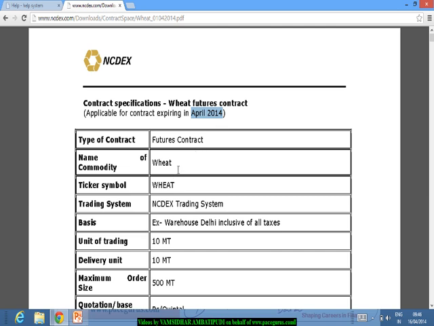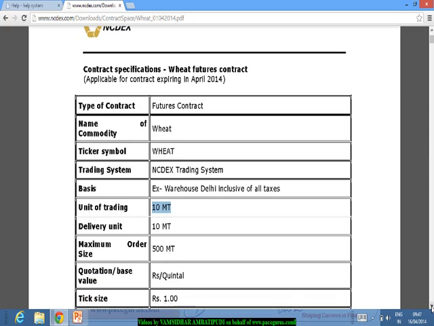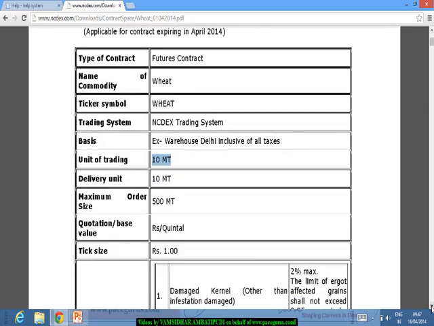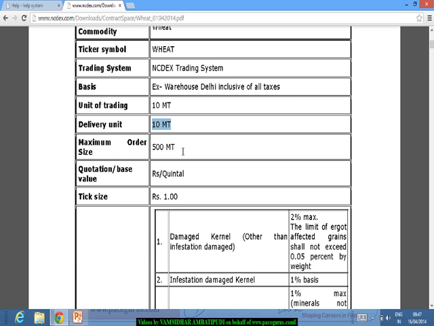So the underlying is wheat. The trading system is NCDEX. This is where you are talking about the unit. 10 metric tons is the unit of trading. So the pricing is typically done with respect to 10 metric tons, and the delivery unit is also 10 metric tons, whereas the maximum order size, this is the quota limit I was talking about: any order cannot exceed 500 metric tons.